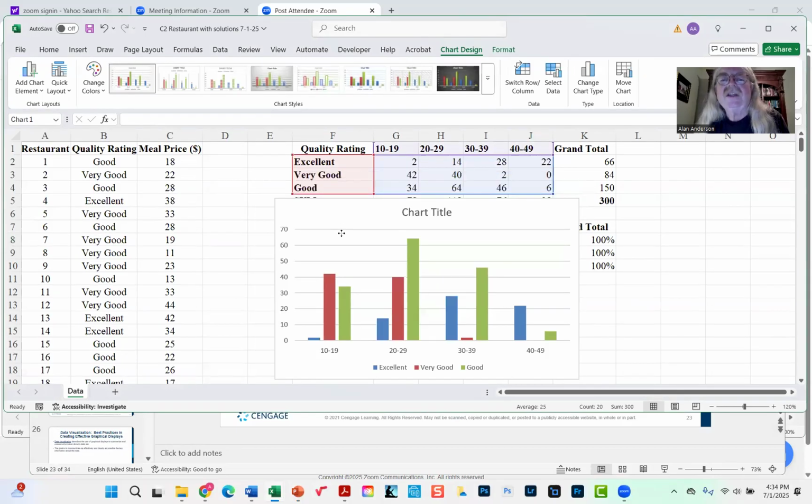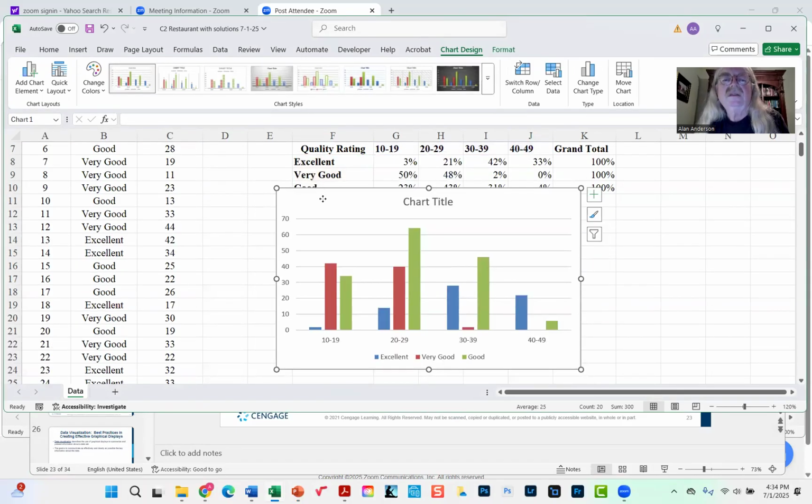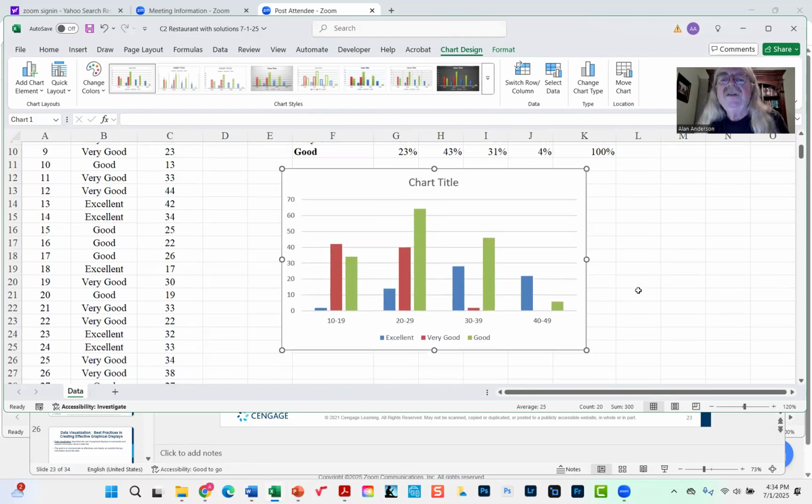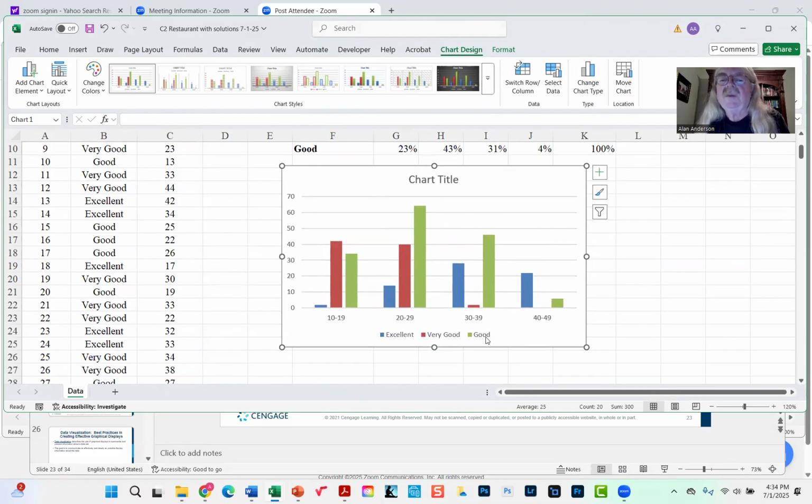Now, of course, we can change the colors if we want. Those are kind of bizarre, but if you notice at the bottom, it tells you what each one represents. Blue is excellent, red is very good, green is good. And so the prices are listed here, and you can see the relationship among the cheaper restaurants at the far left. The majority of the reviews are very good. Down here in the far right, at the expensive restaurants, we tend to get more excellent reviews. Okay. And you like to think so because you're spending so much money.